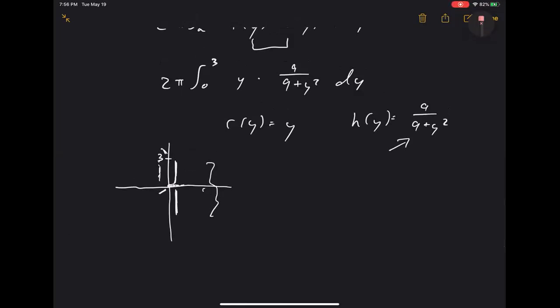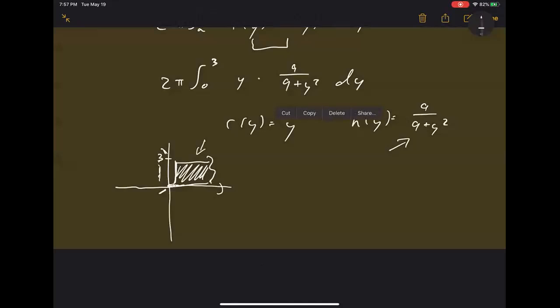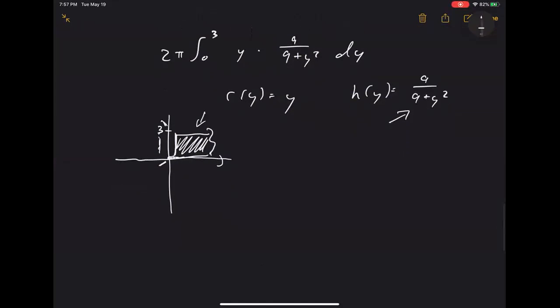Remember, I've rotated around the x-axis, so my original 2D object probably looked something like this. It was some region in this quadrant up here, and then when we rotate around the x-axis, we get the full 3D picture. But my original region is just this stuff up here. So for this type of thing, what are my bounds on x and y?